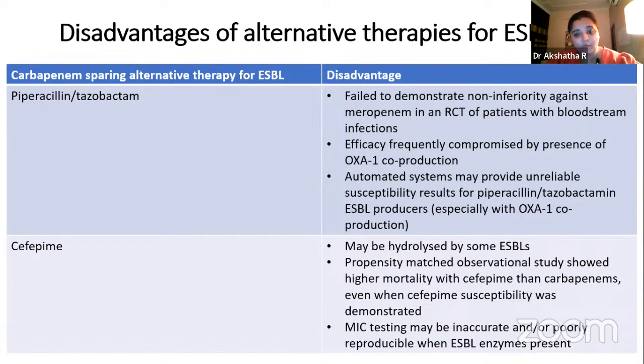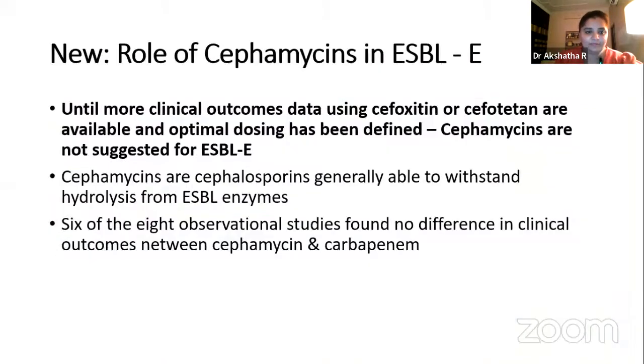This could be because of the OXA-1 co-production, and also one more issue is with the piptaz MIC. The automated systems may provide unreliable susceptibility results, especially if there is OXA-1 co-production. Even with cefepime, some of the ESBLs can hydrolyze cefepime as well, and the data is actually limited. There is no head-on trial which has demonstrated cefepime versus your carbapenem, but there has been one propensity matched observational study which has shown higher mortality with cefepime when compared with your carbapenem. And the MIC testing also may be inaccurate or poorly reproducible when an ESBL enzyme is produced.